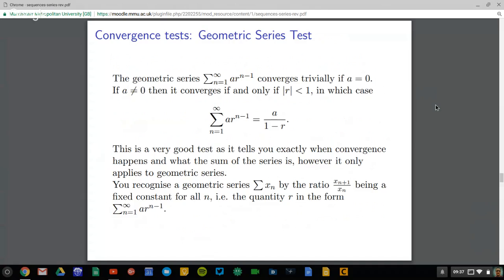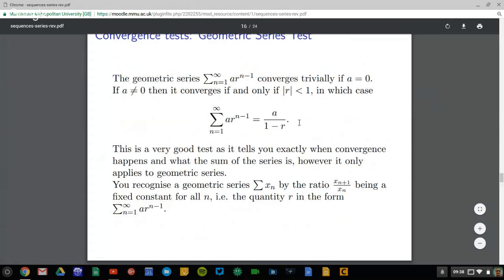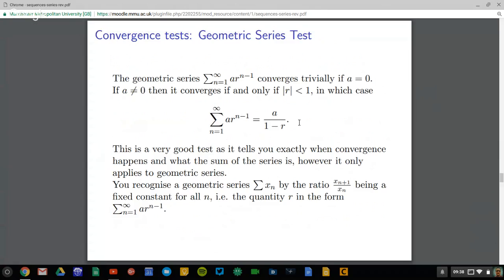They converge, well, as long as it's not a trivial thing. If a was 0, then every term would be 0, and it would not be very interesting. But if a is non-zero, so if it is a non-trivial series, then it converges if and only if r has absolute value strictly less than 1. In all other cases, it diverges. So if the absolute value of r is greater than or equal to 1, then it diverges. And when it converges, we know exactly what the limit is. It's a over 1 minus r.